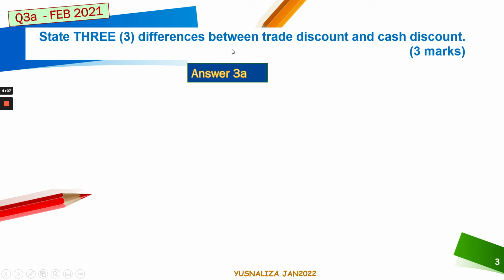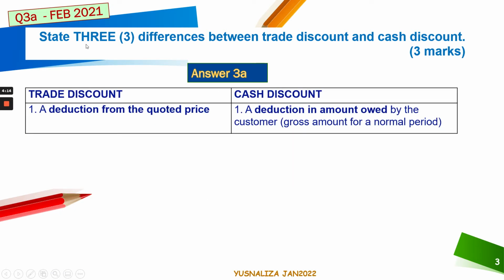So you are asked to state the three differences, which is not really so much related to the transaction, but just a general question on the difference between trade discount and cash discount. These are the answers. You just need to state three. I'm going to provide 5 answers here.